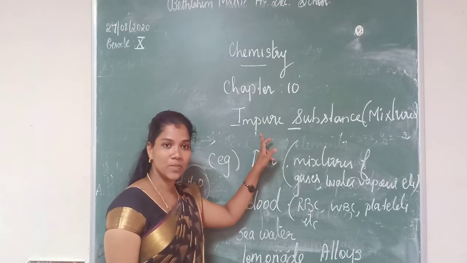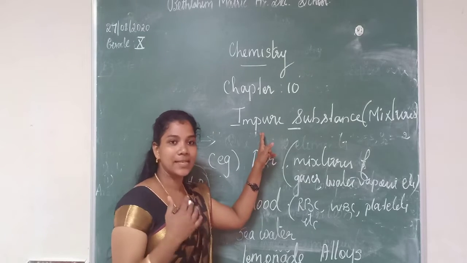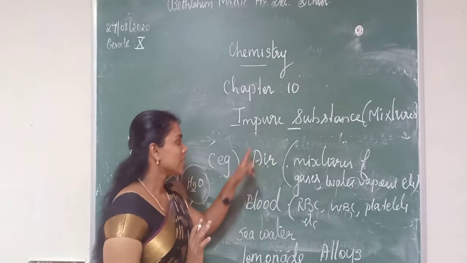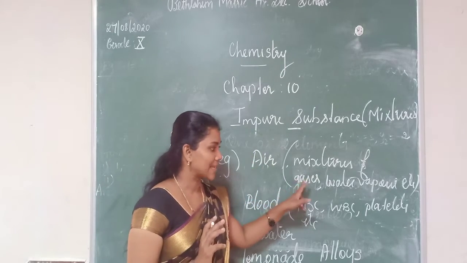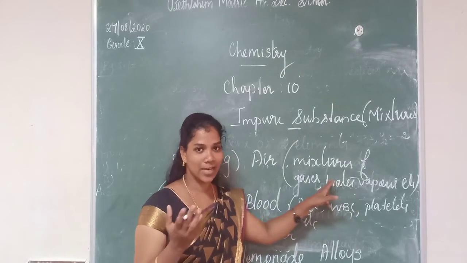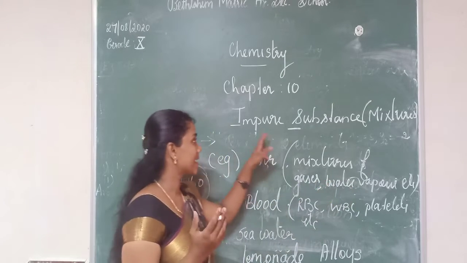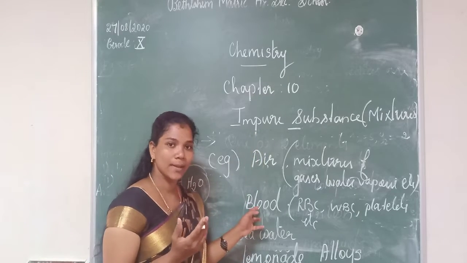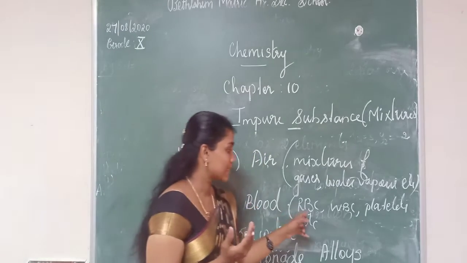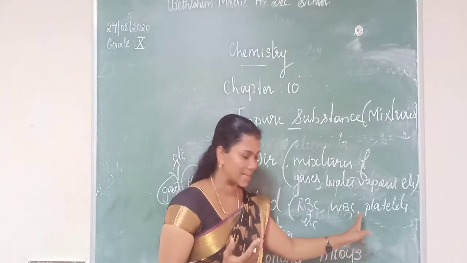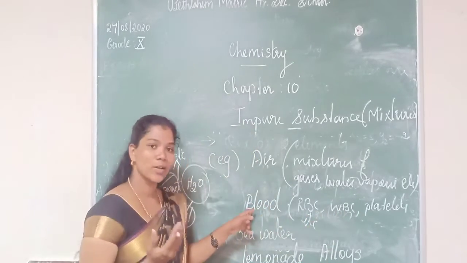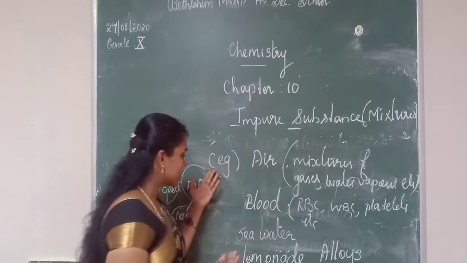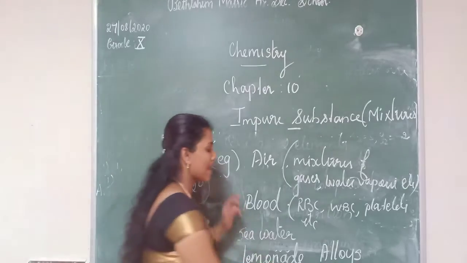Already I said impure substance means a combination of various elements or compounds, or both elements and compounds. Air is a mixture of different gases, water vapor, etc. So it contains two or more different substances, hence it is called an impure substance. The next example is blood. Blood contains so many components like RBC, WBC, platelets, etc. So blood can also be called an impure substance.